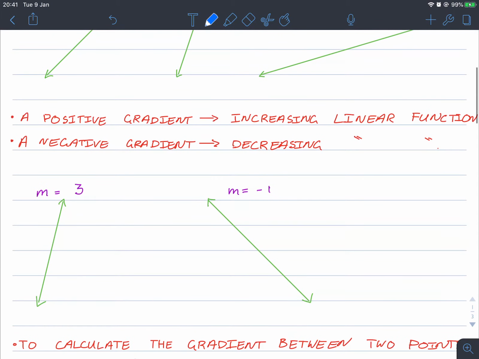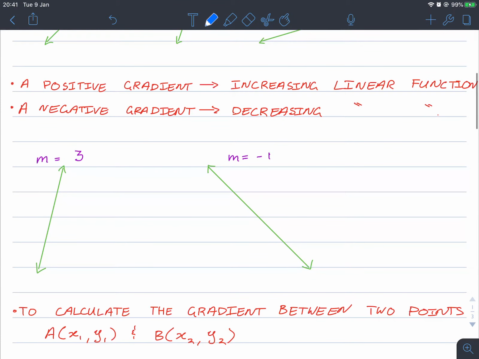Some more points that we should remember. A positive gradient means an increasing linear function. A negative gradient means a decreasing linear function. So if we have a positive 3, that means when we read the graph from left to right, the graph is going up. And likewise, if we have a gradient less than 0, for example -1, if we read the graph from left to right, you'll notice that the graph is decreasing as it moves along.